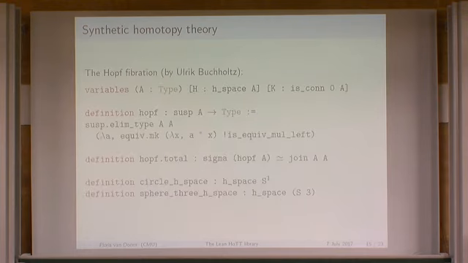But okay. So this is another example. This is work by Egbert and Ulrich, formalized by Ulrich, about the Hopf fibration. It assumes that you have a type A with an H-space structure, and A is path connected, and then you can define a Hopf map from the suspension of A, a family over the suspension of A, and then the total space of that is a join of A with itself. Then there's an H-space structure on the circle, which gives you the complex Hopf fibration, and an H-space structure on the 3-sphere, which gives you the quaternionic Hopf fibration.